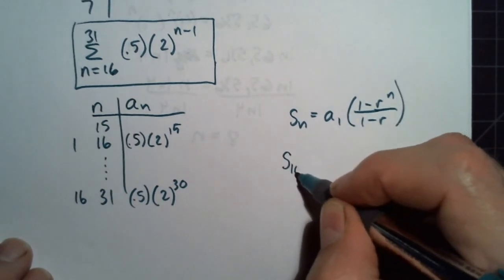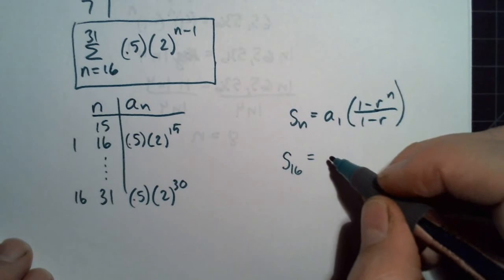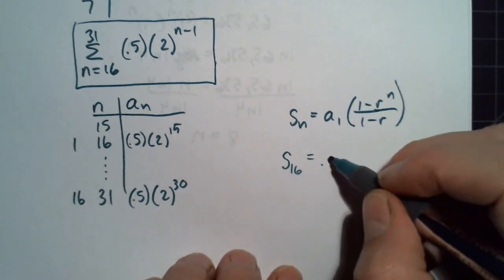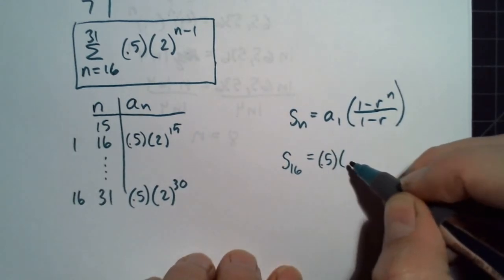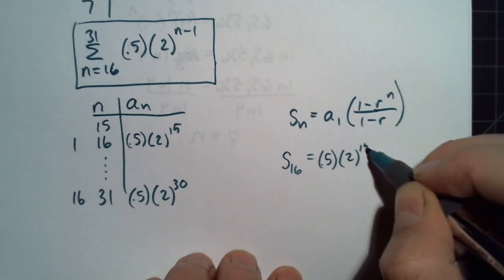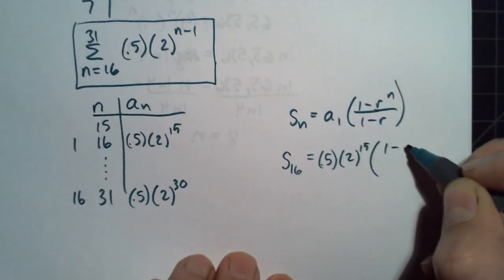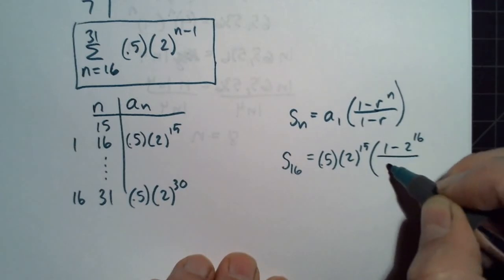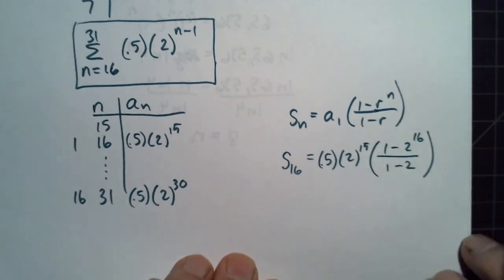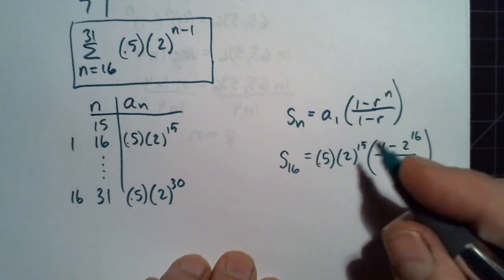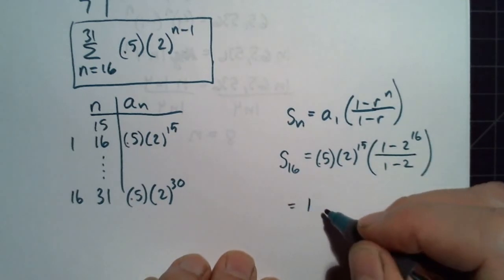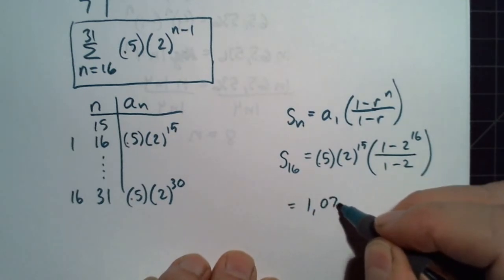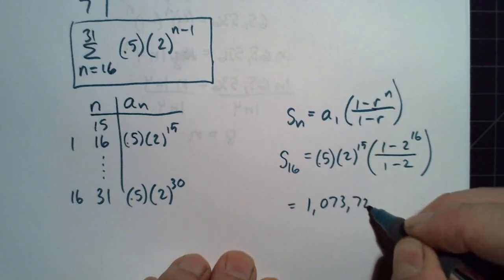The sum of 16 terms starting at 0.5 times 2 to the 15th, 1 minus 2 to the 16th, and we get 1,073,725.